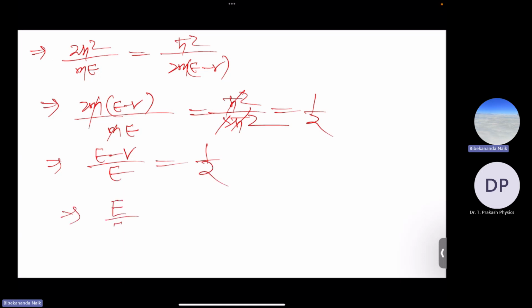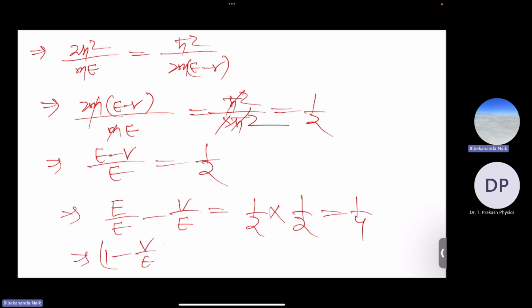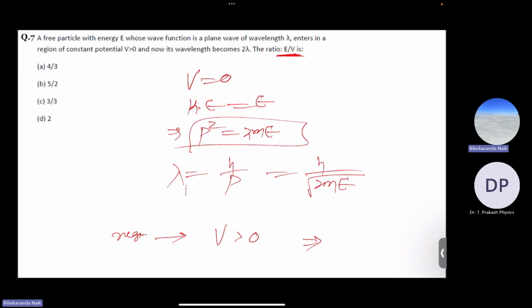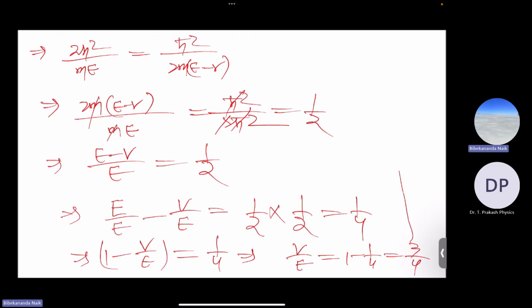So E by E minus V by E equals 1 by 2 into 1 by 2. This is 1 by 4. Then 1 minus V by E is equal to 1 by 4. So V by E is equal to 1 minus 1 by 4, that is 3 by 4. But in the question it is given the ratio of E by V. So E by V will be 4 by 3. Is this clear to you?